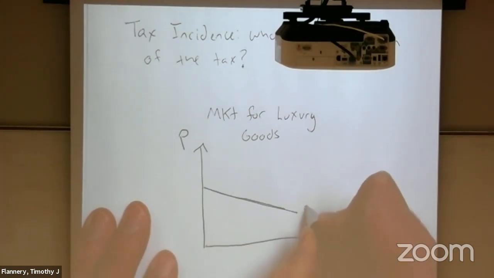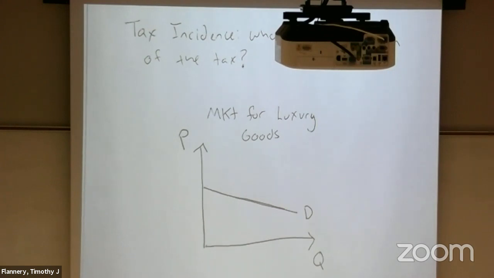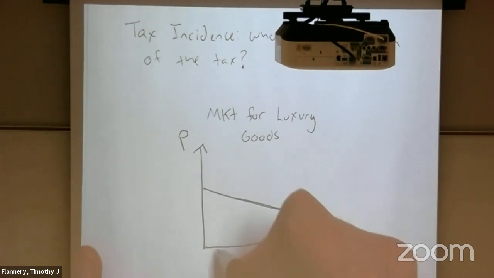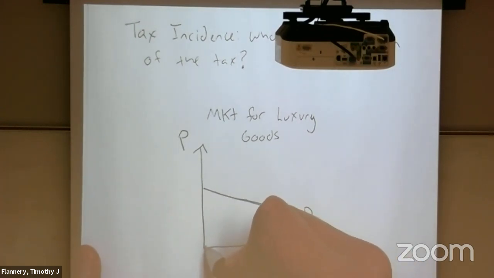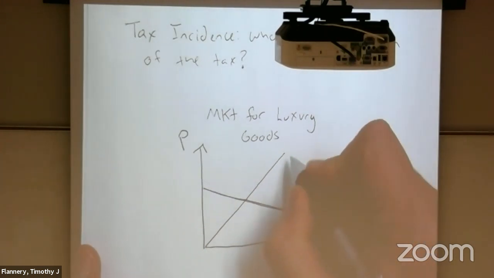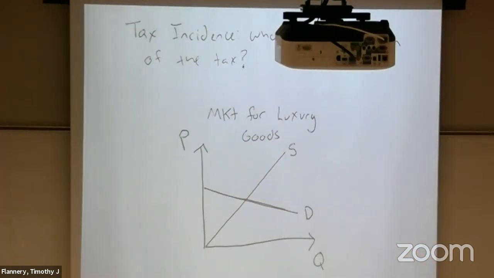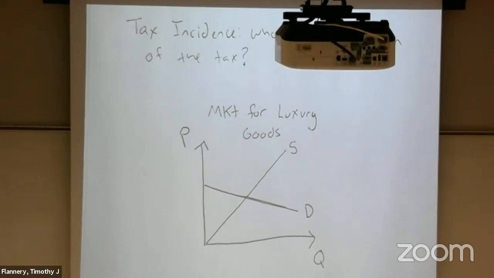Trying to draw it fairly flat. Now, supply, we're just going to say it's lots of different types of goods in terms of production technology, so we're just going to draw it as neither elastic nor inelastic. All right.